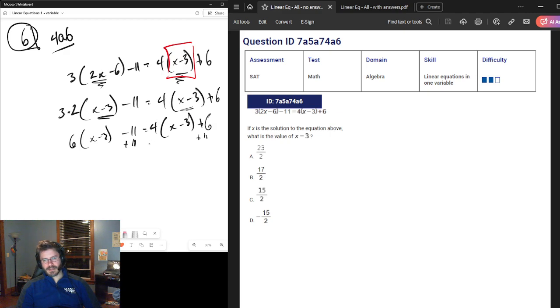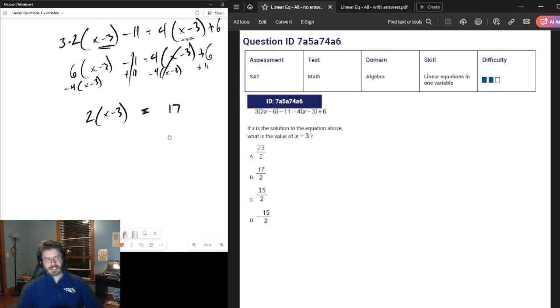And we could, I mean, I'm going to do this in one step. We can subtract 4x minus 3 from both sides. So adding the 11, that cancels. We get 17 on this side. This cancels, and we get 2x minus 3 equals 17. And again, we want to isolate this x minus 3, so I'm going to leave that alone, and we're going to divide by 2. And we're going to get x minus 3 equals 17 over 2. And that is our answer, so it must be B.